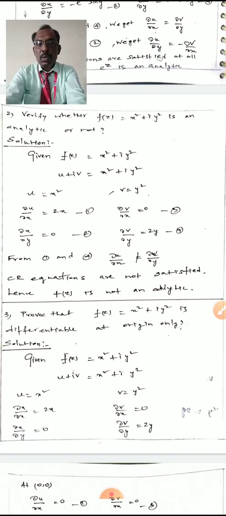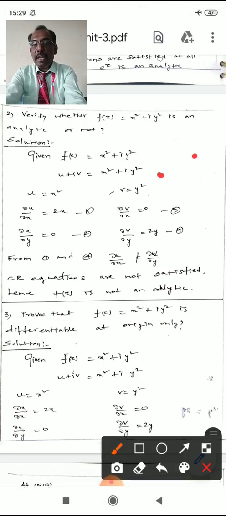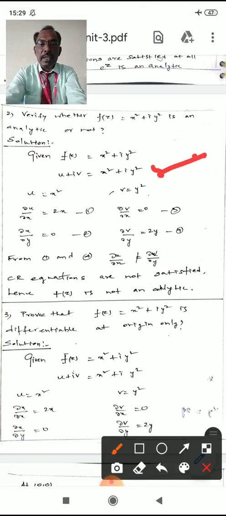Sum number 2. Verify whether f of z is equal to x squared plus i into y squared is analytic or not. Here f of z is equal to x squared plus i into y squared. Next step, u plus iv is equal to x squared plus i into y squared. Here u equal to x squared, v equal to y squared. Dou u by dou x is equal to 2x, which is equation number 1. Dou u by dou y equal to 0, which is equation number 2.